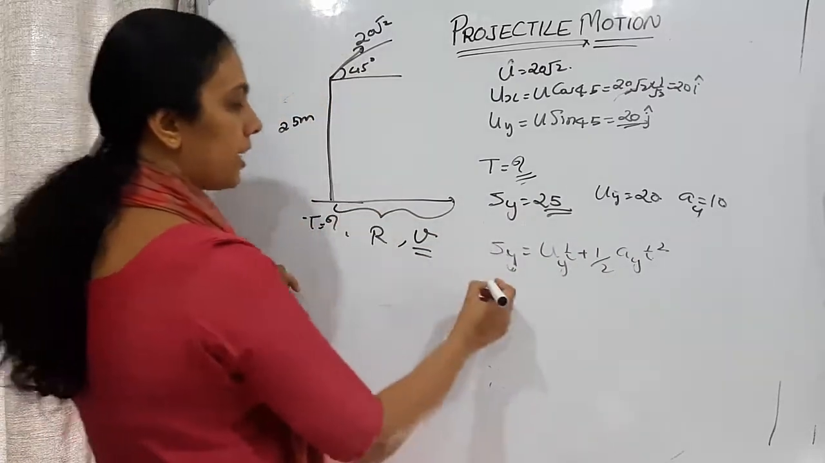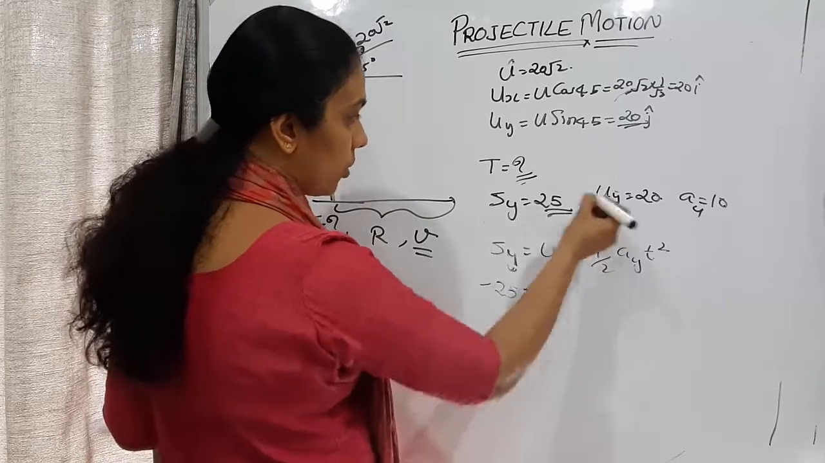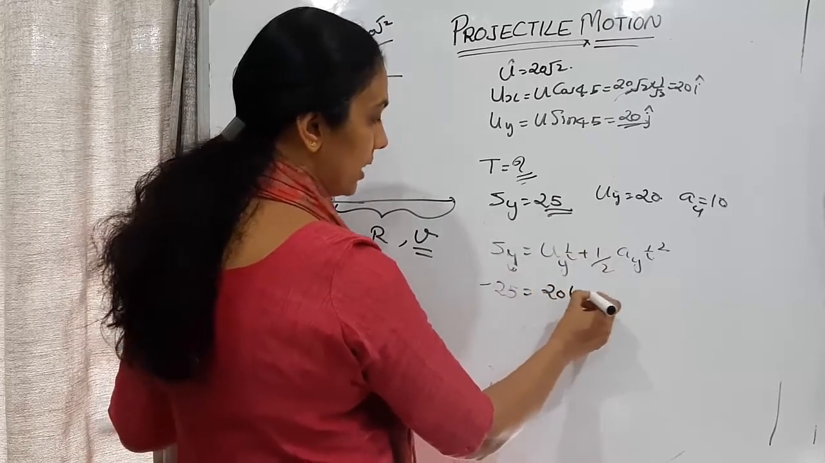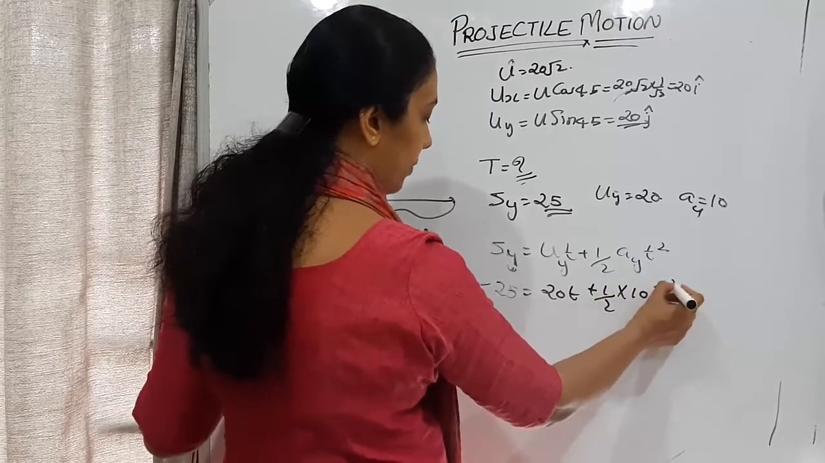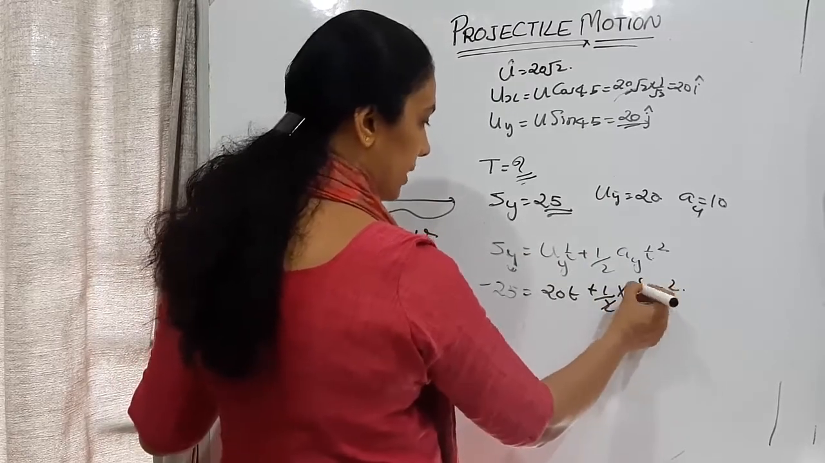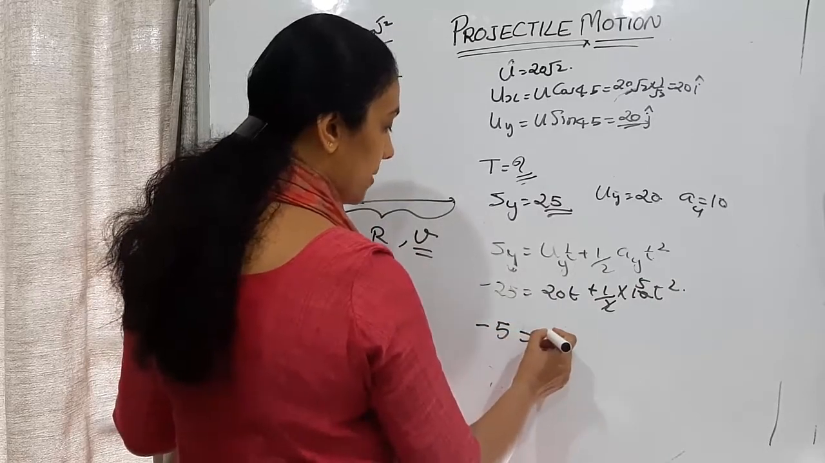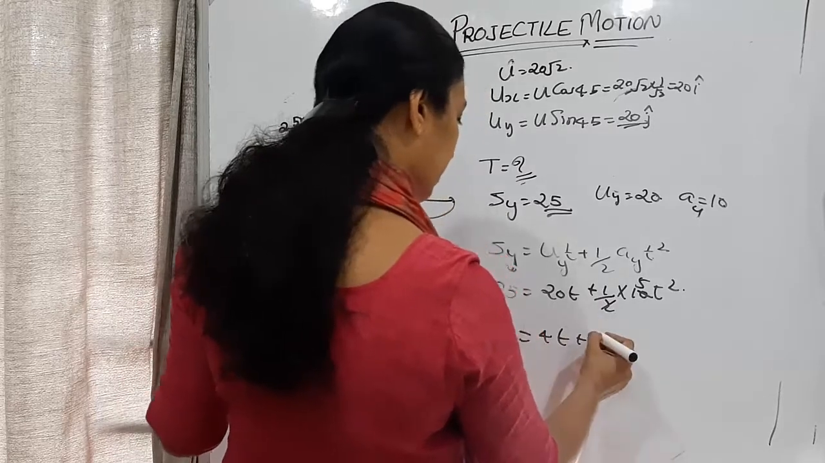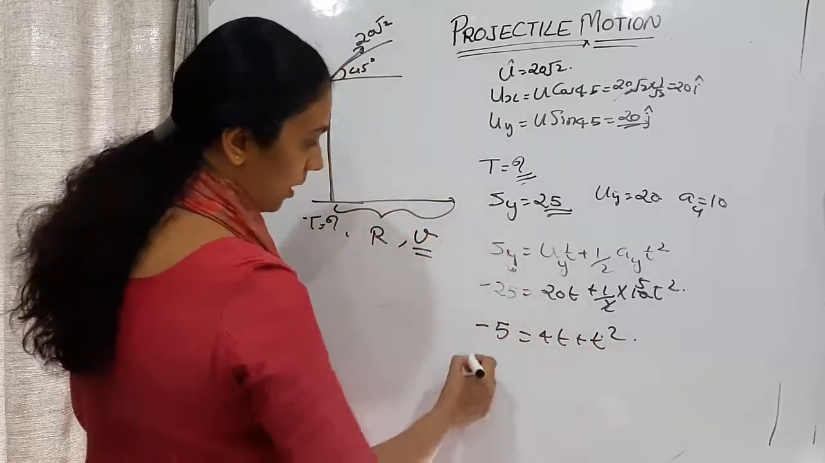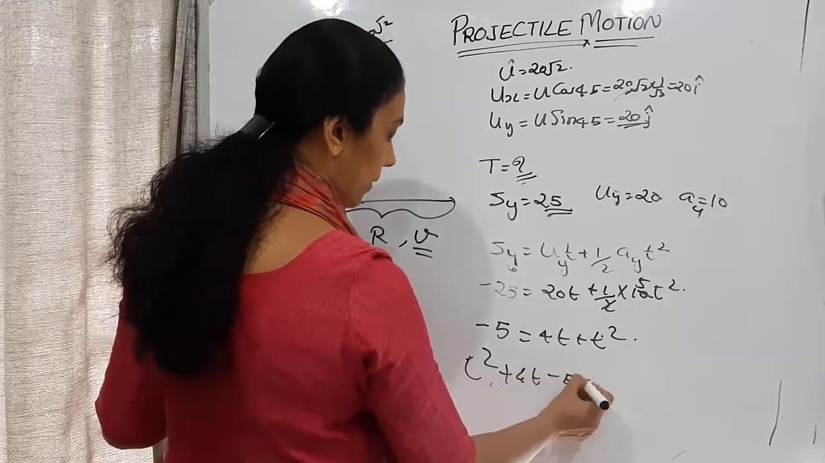It is in the downward direction, right? So we can consider it as minus 25, that is equal to uy, which is 20t, plus half into 10 into t square, right? So all can be divided by 5, therefore minus 5 equals 4t plus t square. So t square plus 4t minus 5 equals 0.